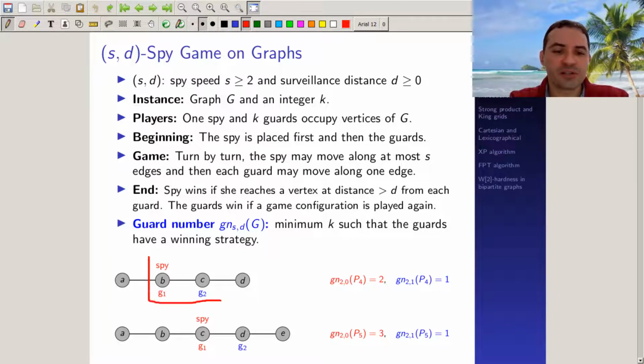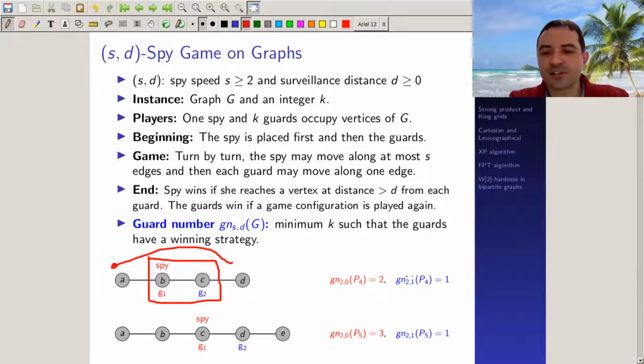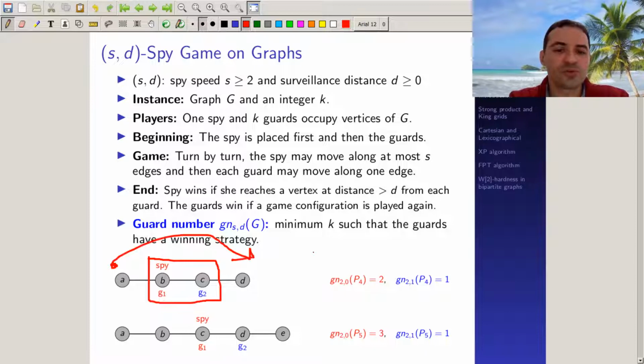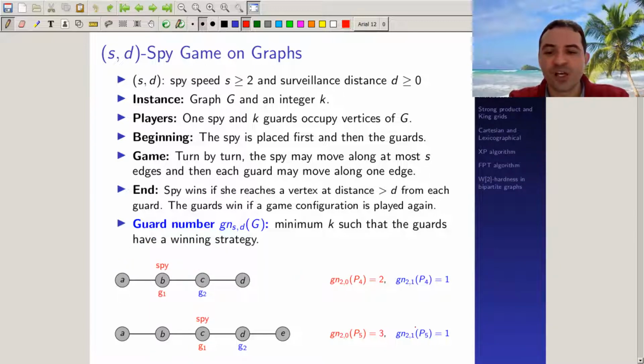One guard can, in the P4, surveil the vertices B and C. If the spy is in the vertex A and goes to the vertex C, for example, or if the speed was greater than 2, for example, goes to the vertex D, the guard can go to the vertex C, surveilling the spy.